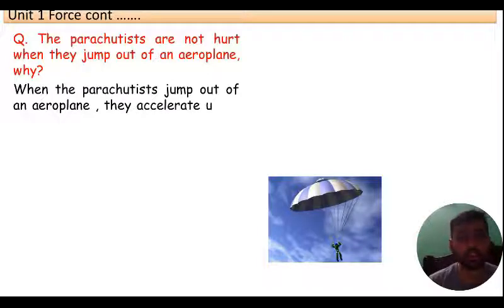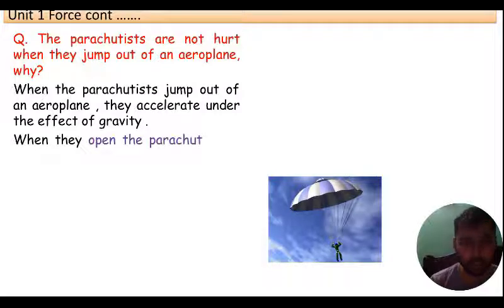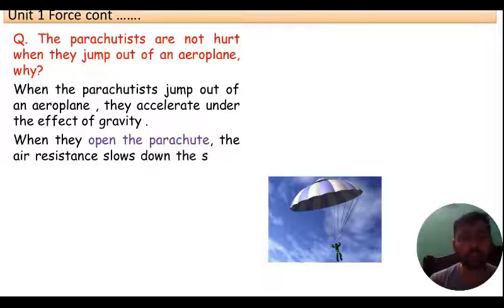When the parachutists jump out of an aeroplane, they accelerate under the effect of gravity. They move under the effect of gravity. When they open the parachute, as the parachutist opens the parachute, the air resistance slows down the speed.